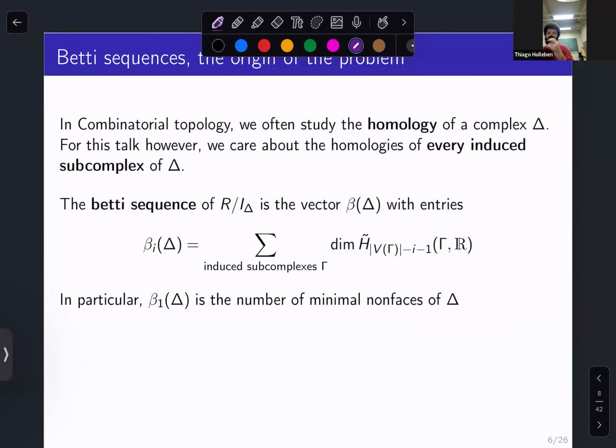And the sequence that I'm going to talk about, this is the actual main object, is called the Betti sequence. The Betti sequence is usually associated to the Stanley-Reisner ideal. But for us, we can just abuse notation a little bit, and I'm going to associate the sequence to the simplicial complex. So I'm going to write beta of delta for the Betti sequence, and it's defined like this. We're going to look at the dimension of some homology with a weird index. We won't really need to come back to this index very much, but just keep in mind that it's a weird shift. And it's a sum ranging over every induced subcomplex.